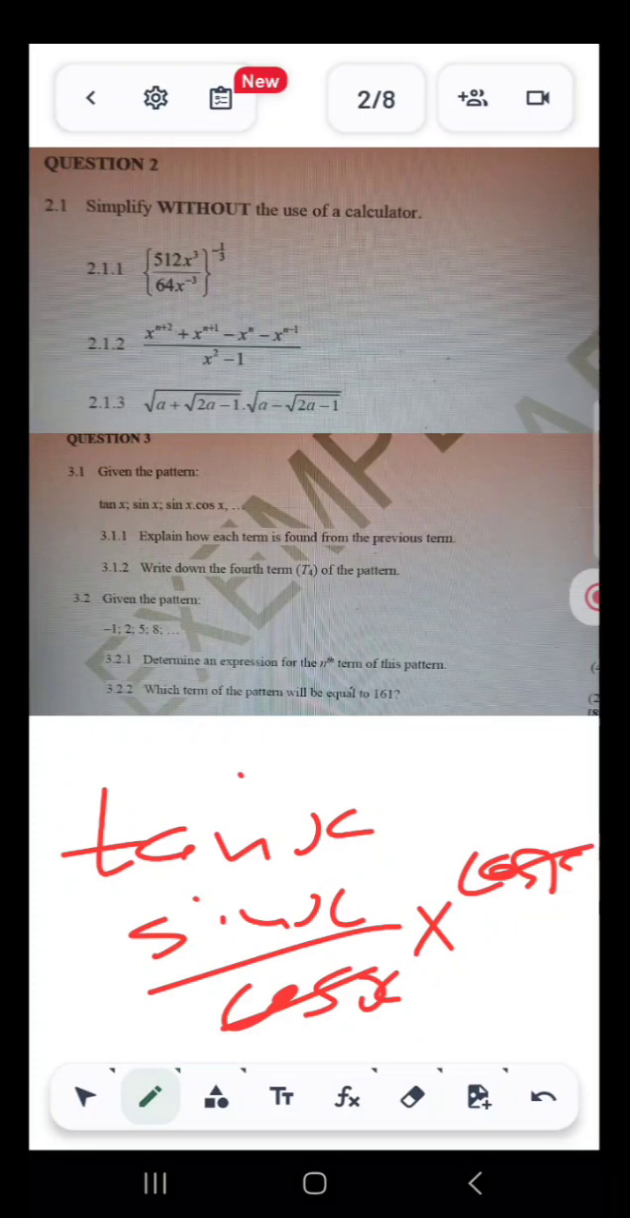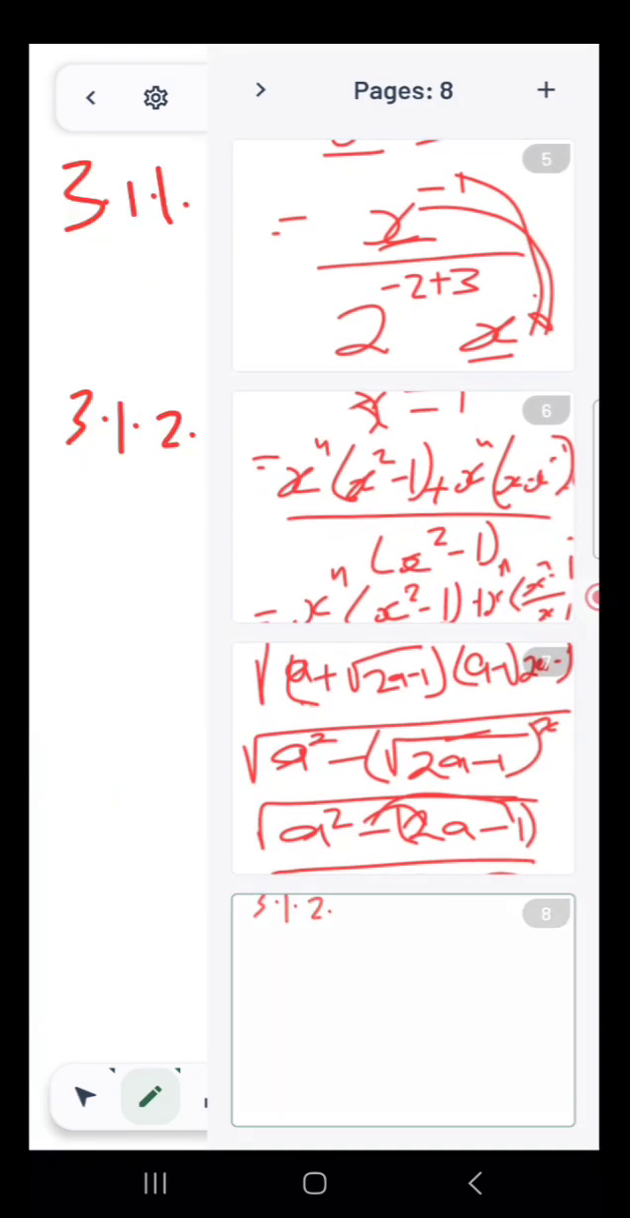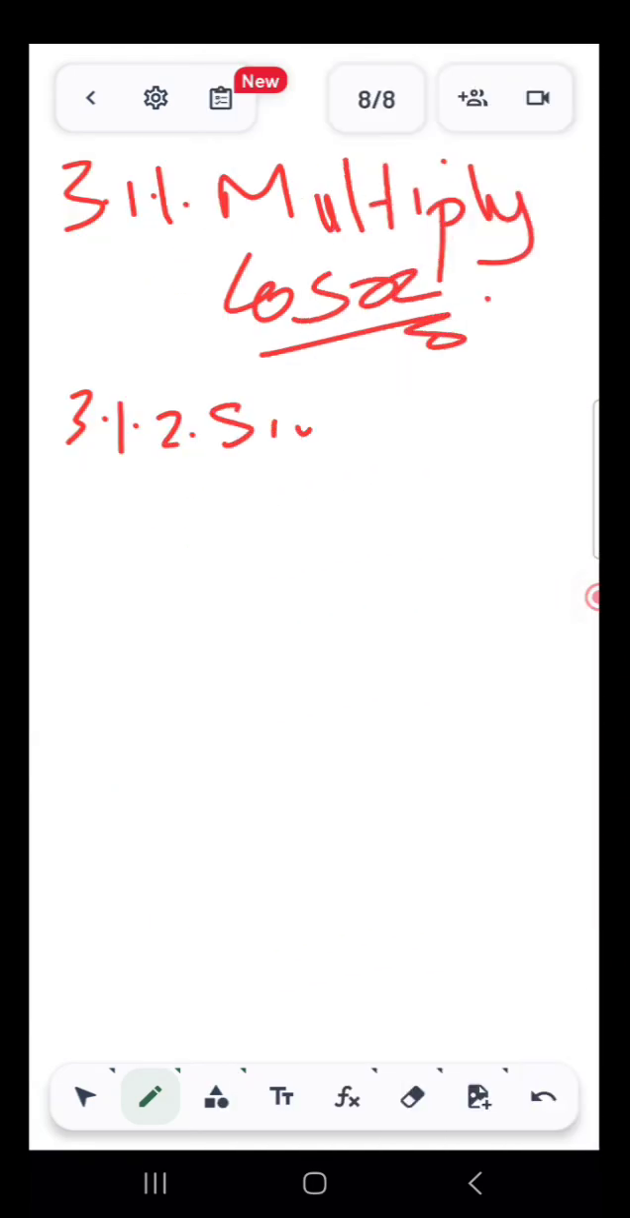Write down the fourth term, T4, of the pattern. So we need term 1, term 2, and term 3. Since we said they multiply with cos x, you'll have sin x times cos x times cos x, which will be cos squared x, because cos x times cos x is cos x to the power 2. So our answer will be sin x multiplied by cos squared x. 1 mark.